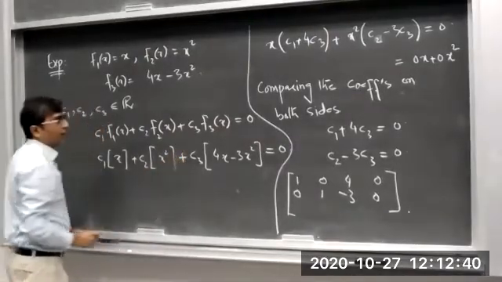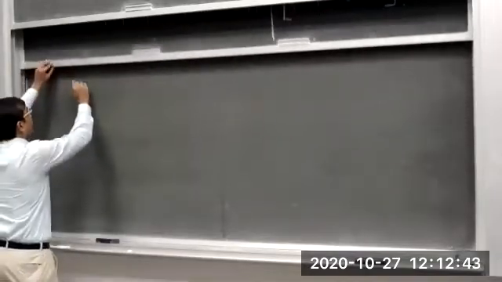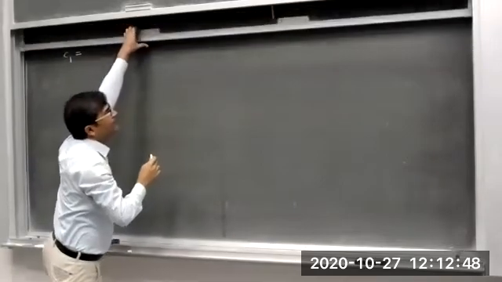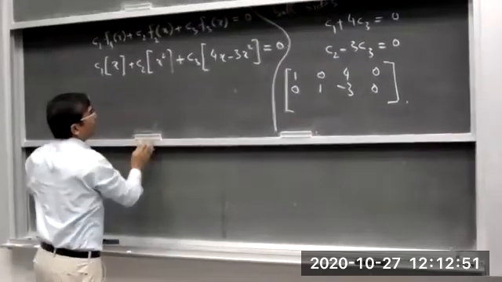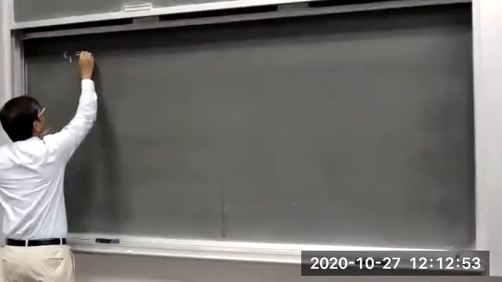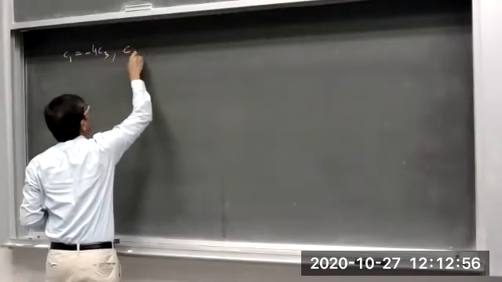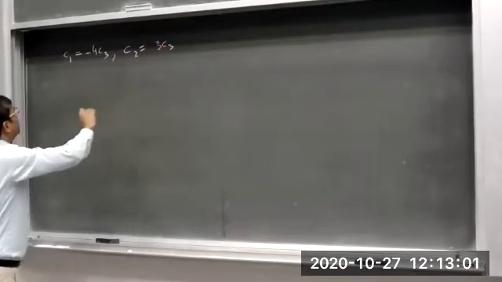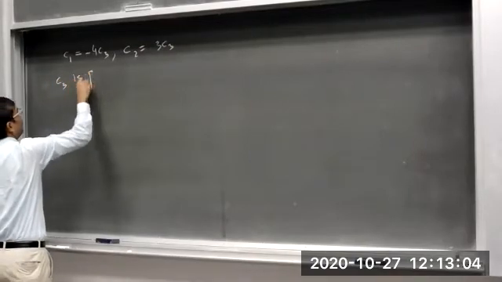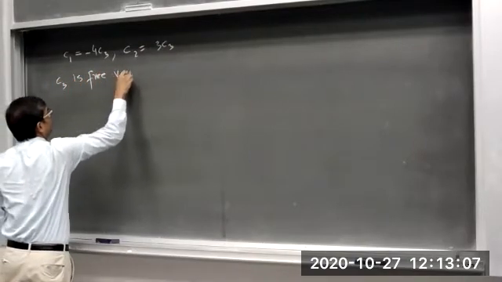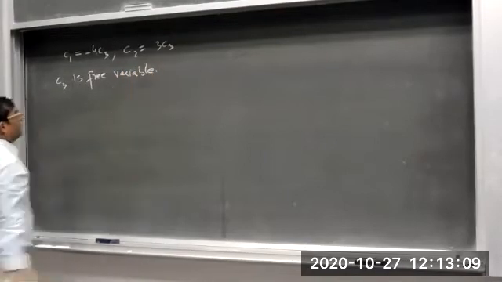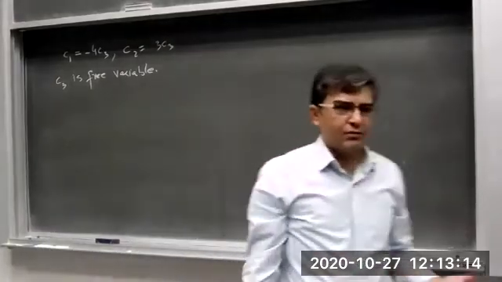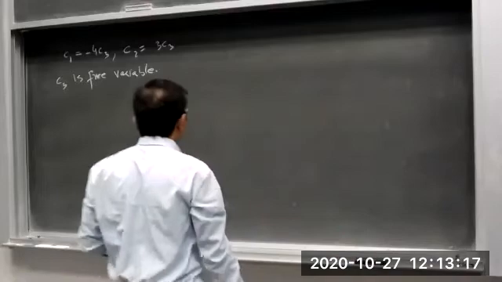Let me do it here. So C1 would be -4C3 and C2 would be 3C3. So C3 is the free variable. It means C3 can have any zero or non-zero value. So the value of C3 is arbitrary.